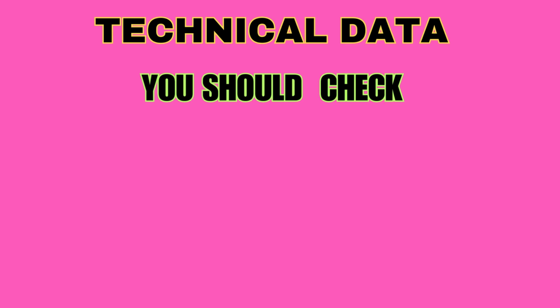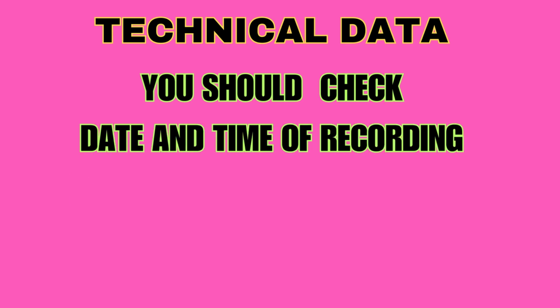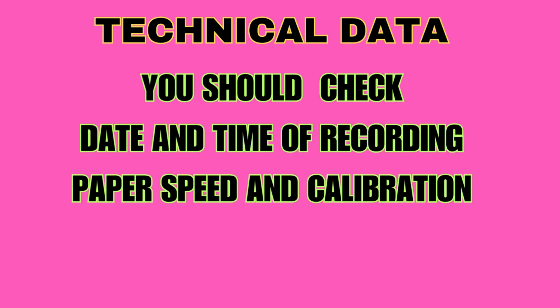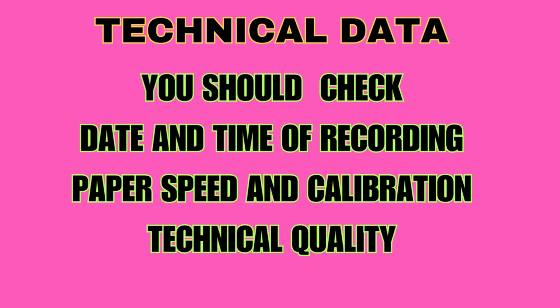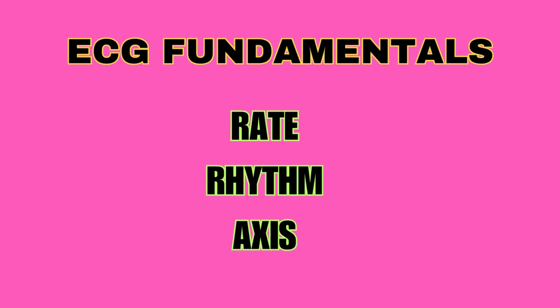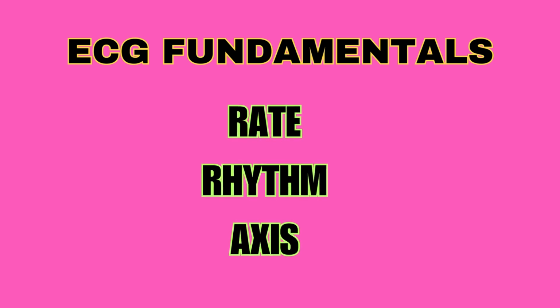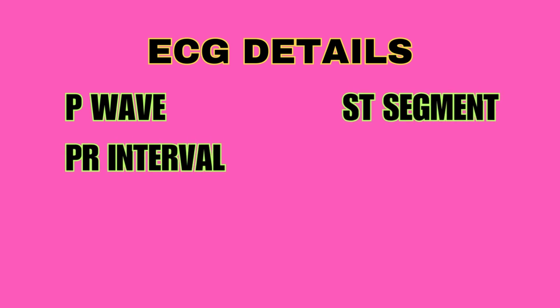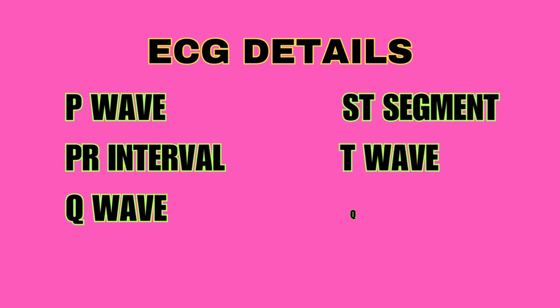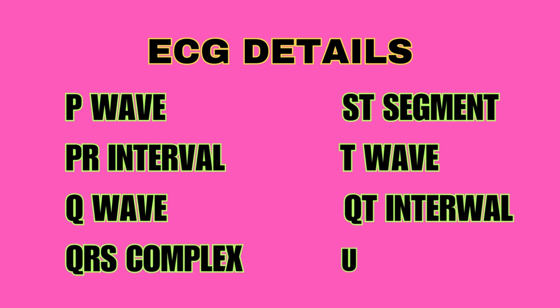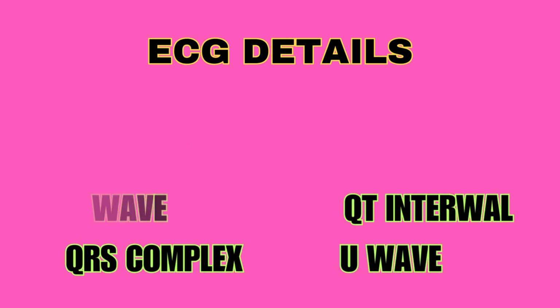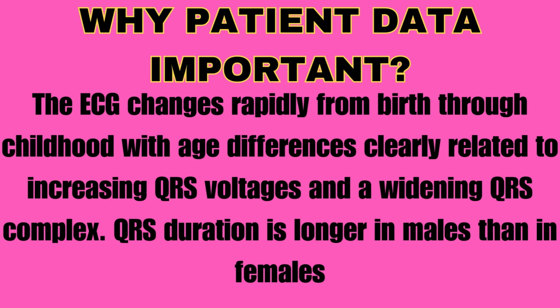Technical data. You should check date and time of recording, paper speed and calibration and technical quality of ECG. Then actual ECG reading starts with basic fundamentals of ECG, that is rate, rhythm and axis. Then comes details of ECG like P wave, PR interval, Q wave, QRS complex, ST segment, T wave, QT segment and U wave.